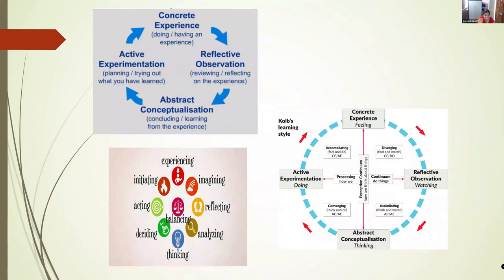So children, they like to do this activity. They will take the clinometer and they will do the activity. So that is the active experimentation. So children should go through all four things. Only then will real learning take place. So the first thing is experiencing. They have to experience it.